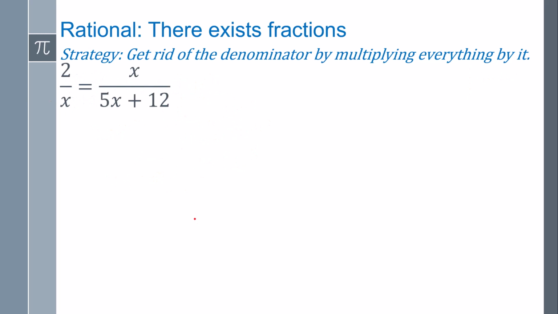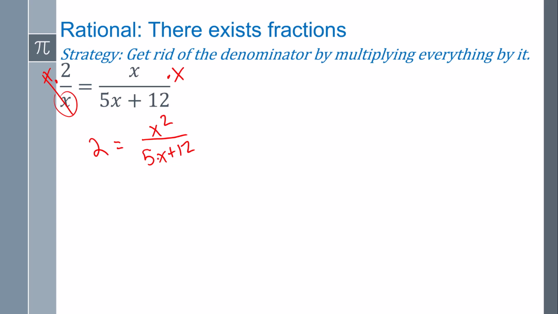2 over x equals x over 5x plus 12. Again, we have x in the denominator. It's a rational equation. We want to get rid of the denominators, so you multiply by it. First, we can get rid of this denominator, so I'm going to multiply everything by x. So that cancels out, and I get 2 equals. Now notice how I'm rewriting it. I highly suggest that you rewrite it every step. Don't do it in your head. Don't do 50 steps all at once. Just do it line by line.